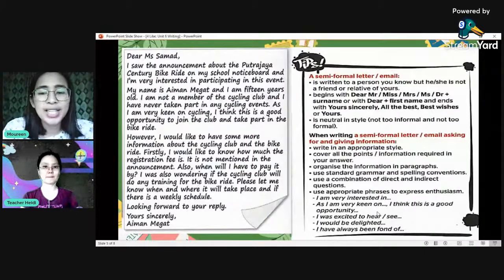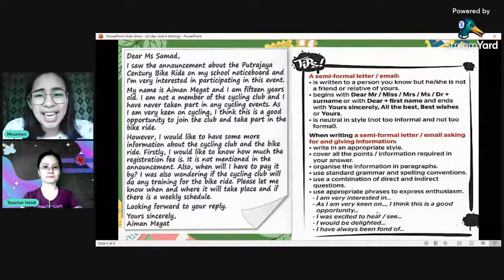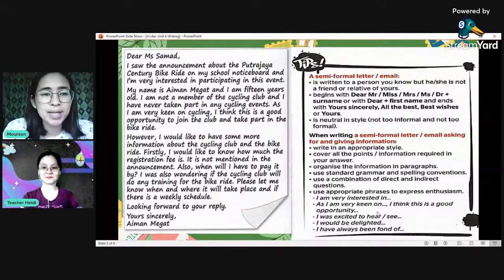And then organize the information in paragraphs. Okay? Don't think your writing doesn't need paragraphs. You need paragraphs. Okay? If you look at the sample, you have 3 paragraphs there. And then use standard grammar and spelling convention. This is an academic writing class. So please use grammar and spelling conventions. Correct, standard grammar and spelling convention.